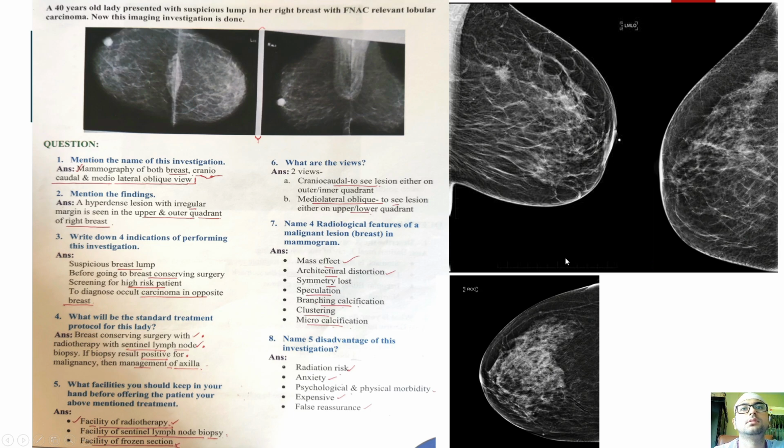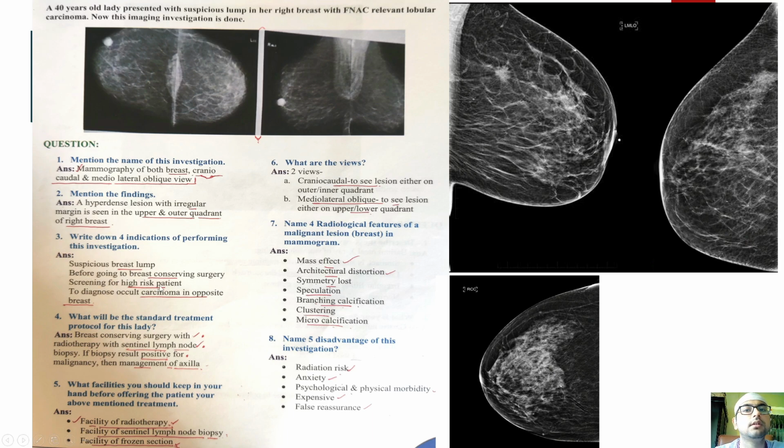Okay. So I think it will be more understandable. So mention: a hypodense lesion with irregular margin is seen in the upper and outer quadrant of the right breast here. Write four indications for performing mammography in a suspected breast lump before going to breast conservative surgery. Mammography is necessary and is the gold standard.